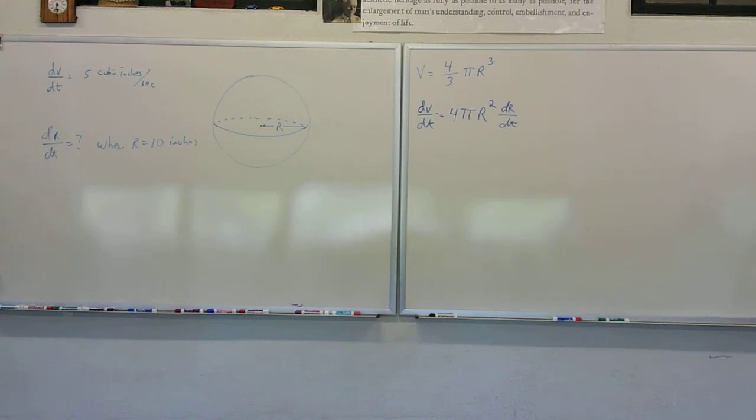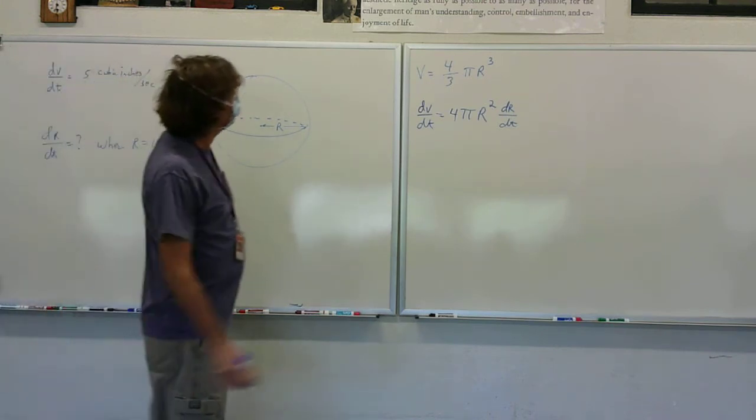Then once you get there, you just simply do what? Substitution. Do it. What's the change in volume? If you have a 5. If you bring the 3 to the front, how do you get 4? What's 3 times 4/3? 4. That's right.